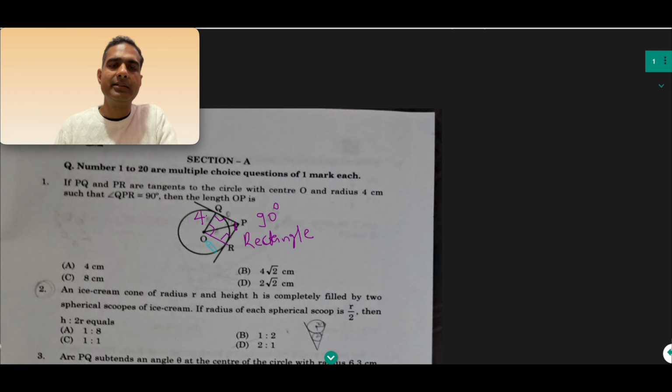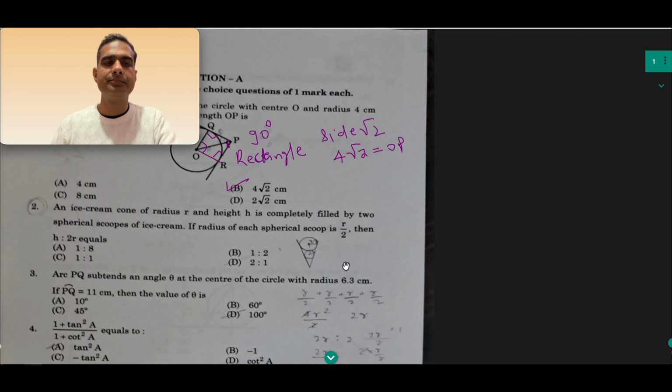So we can say that PQOR is a square, and in a square all the sides are equal, and OP is the diagonal of this square. The diagonal of a square is side root 2, and its side is of length 4, so its diagonal, that is OP, will be 4 root 2. So we can say option B will be its answer. Moving to the next question.